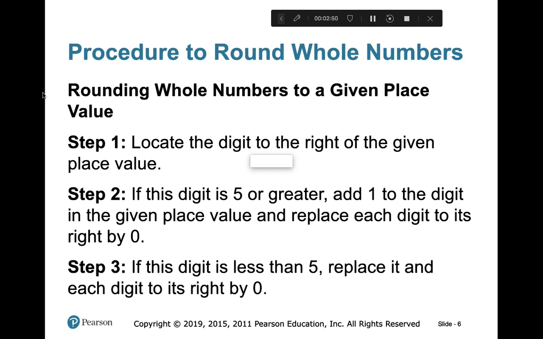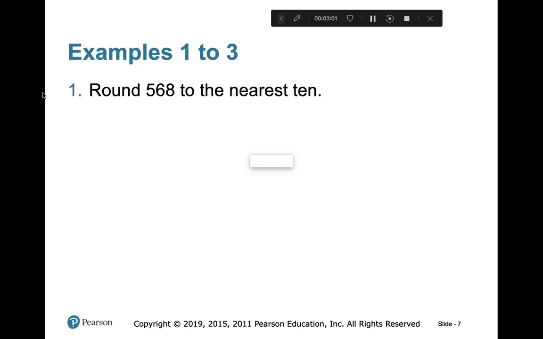Looking at the number to the right of that, if it is 5 or greater, you round up. If it is less than 5, you replace all the digits to the right with zeros. Now we're going to round this to the nearest 10. This would become what?